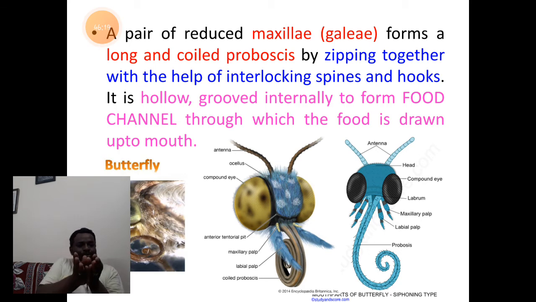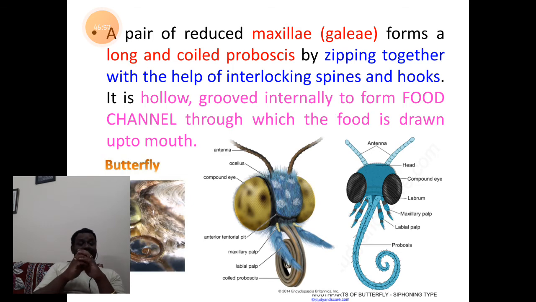So when you zip up both the sides, what happens? The inside forms a tubular cavity, a hollow cavity, through which the nectar is drawn in. So what is a proboscis? It is a long coiled structure which is formed by joining the galeae of two sides to form a hollow tubular structure through which the food is taken in. What kind of food do these organisms feed upon? It is the liquid matter called nectar.